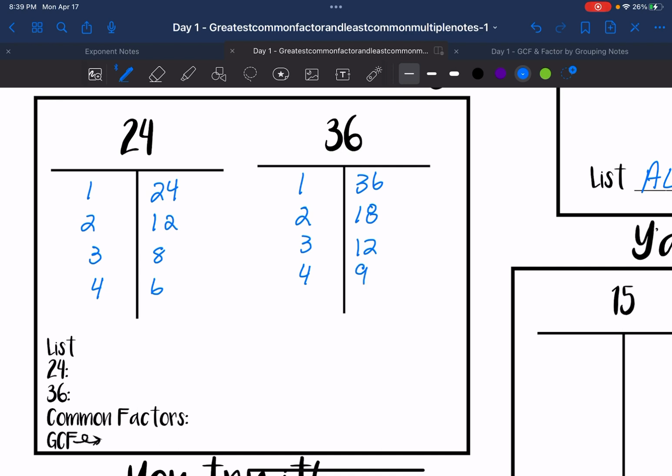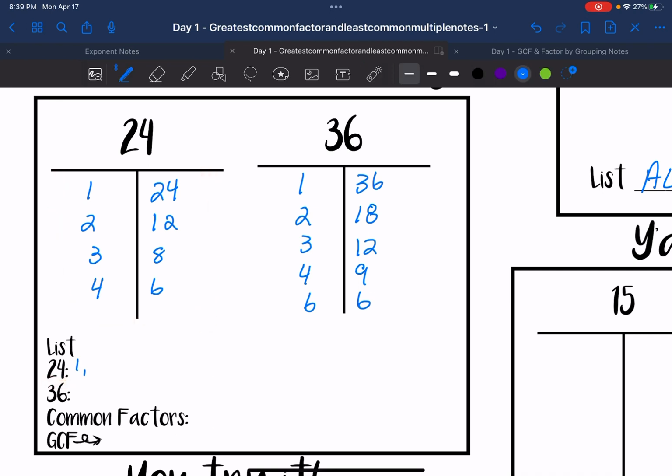4 times 9 is 36. And lastly, we have 6 times 6 is 36. Now, here's where we're going to make that comparison, all right? And so down here, you see where it says list. I'm going to list out all of my 24 factors here.